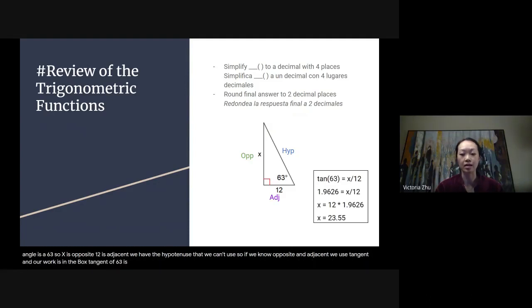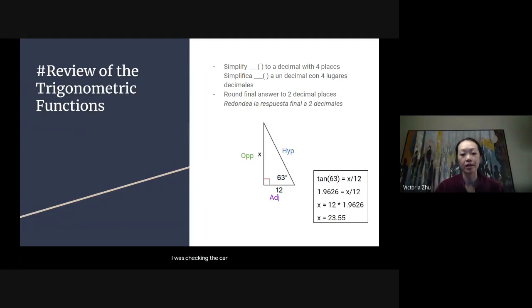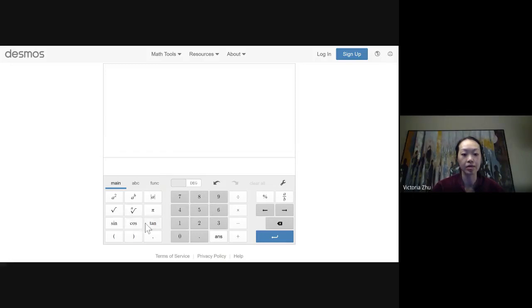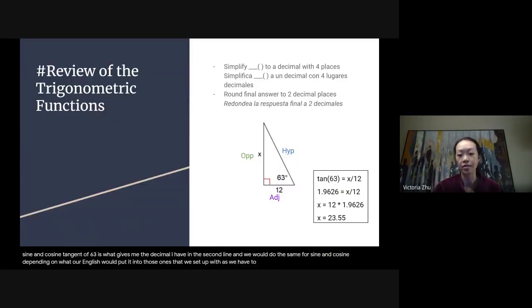Tangent of 63 is x divided by 12 because it's opposite over the adjacent. And if we use our calculator, tangent of 63 would be 1.96. That's plugging in the calculator. And let's check in the calculator again just to make sure we know how to use tangent. So on the decimals calculator, tangent is right here, sine and cosine. Tangent of 63 is what gives me the decimal I have in the second line. And we would do the same for sine and cosine. Depending on what our angle is, we put it into those ones that we set up with. So in this case, we have tangent.